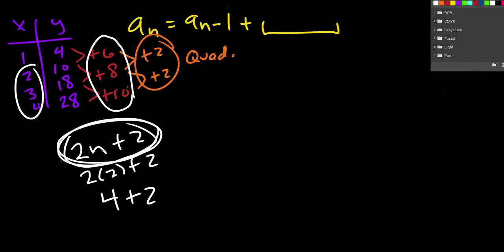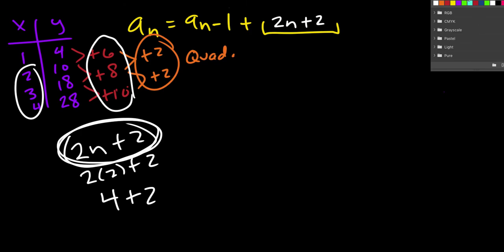I'm going to say, I think this will work, but let me test it on the next one. So now if I plug in a 3, does it give me 8? So 2 times 3 is 6, plus 2, that is 8. And then we test it with the 4, 2 times 4, that's 8, plus 2 is 10. So this is what we want to put right here.